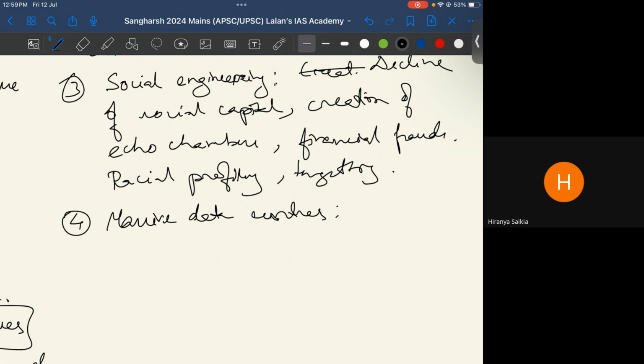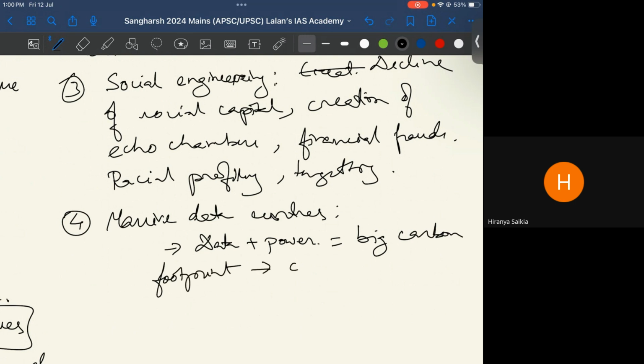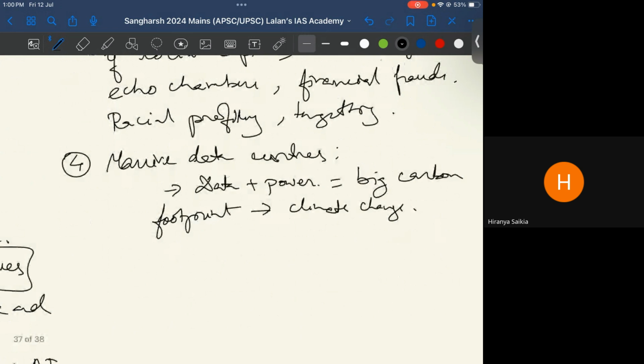So it will require, or you can say, data plus power is equal to big carbon footprint. কিমান বেছি মানে emission হ'ব ন? So in a way, climate change will be exacerbated, will be further aided. তাৰপিছত এটা issue আছে with respect to jurisdiction.